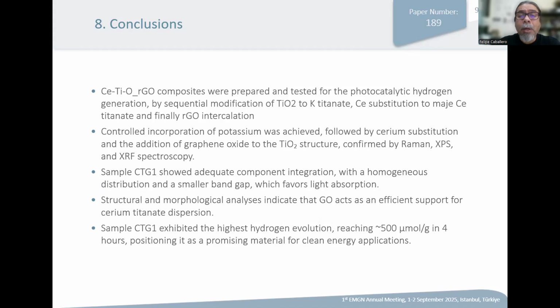The sample CTG1, that is the one with the least cerium in the composite, has a good distribution. It has the smaller band gap, which favors light absorption with less energy. Structural and morphological analysis indicates that graphene oxide acts as an efficient support for cerium titanate dispersion. The particles are better dispersed, so the photocatalytic activity is increased. And finally, sample CTG1 has the highest hydrogen evolution rate, with 500 micromoles per gram in 4 hours. That is a promising material for green hydrogen production.